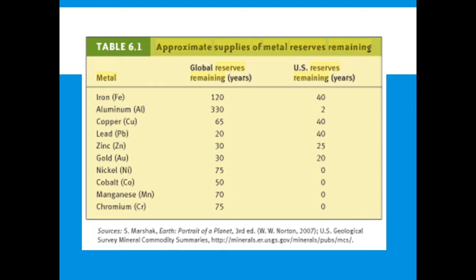So looking at just some of the reserves that remain, global reserves versus U.S. reserves: iron, aluminum, copper, lead, zinc, gold, nickel, cobalt, manganese, and chromium. You can see that in the United States, we don't have nickel, cobalt, manganese, or chromium in our reserves. We're running out of aluminum. We have, according to this table, 2 years left. This was in 2007. I couldn't tell you if we still do or not. That's a good question, so look it up.